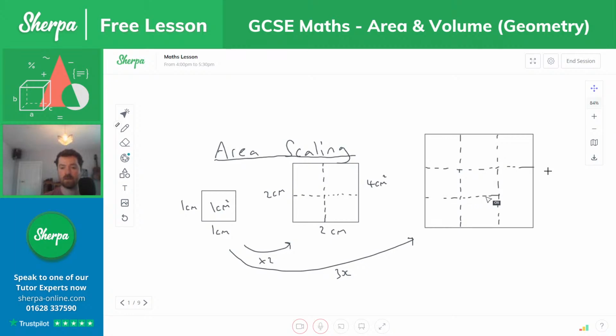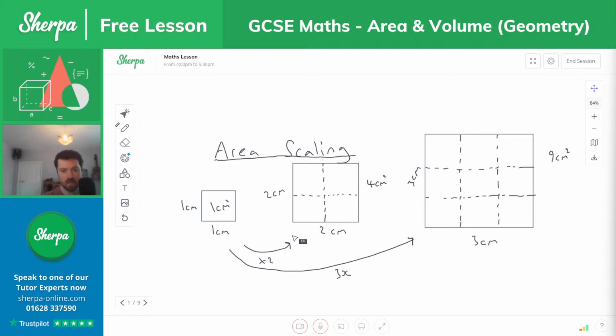And again, it's going to be 3 centimeters base and 3 centimeters height. And base times height gives us an area of 9 centimeters squared, which again is what we'd expect, right? Because we can fit our original square into our new square 9 times, as we can see from this grid. So that's the basic intro to what is happening with area as our linear scale factor comes into play.